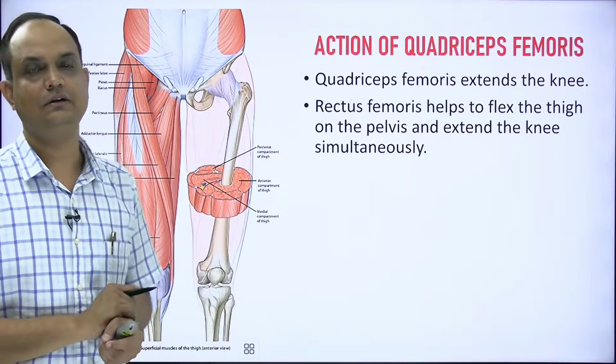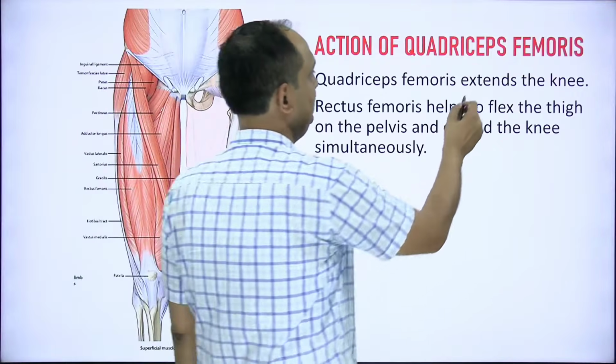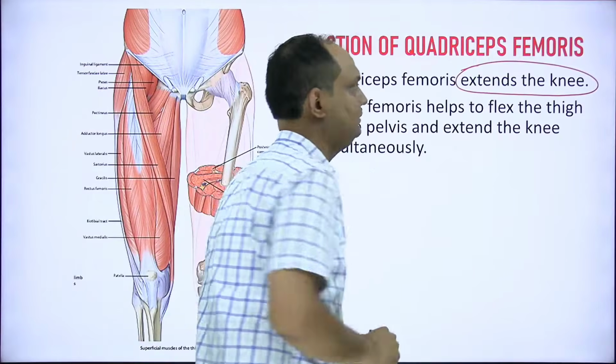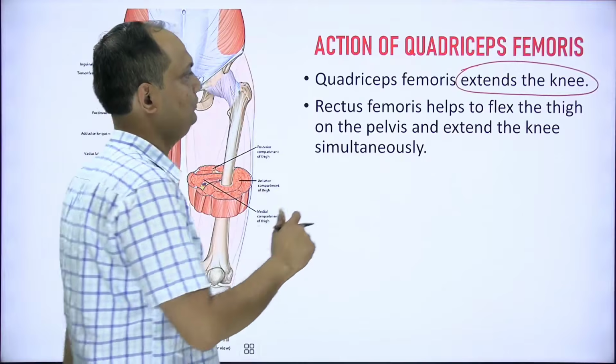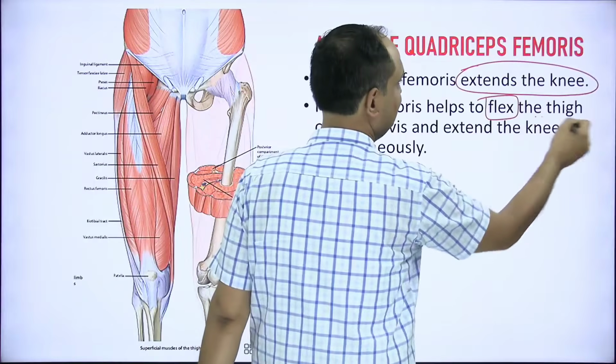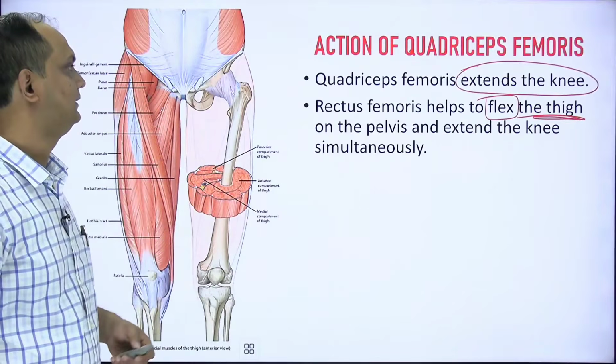What is the action? The action is mainly that it causes extension at the knee joint. It is a very powerful extensor of the knee, but the rectus femoris is also helpful to flex the thigh. Why does it flex the thigh? Because it crosses the hip joint from the anterior aspect.